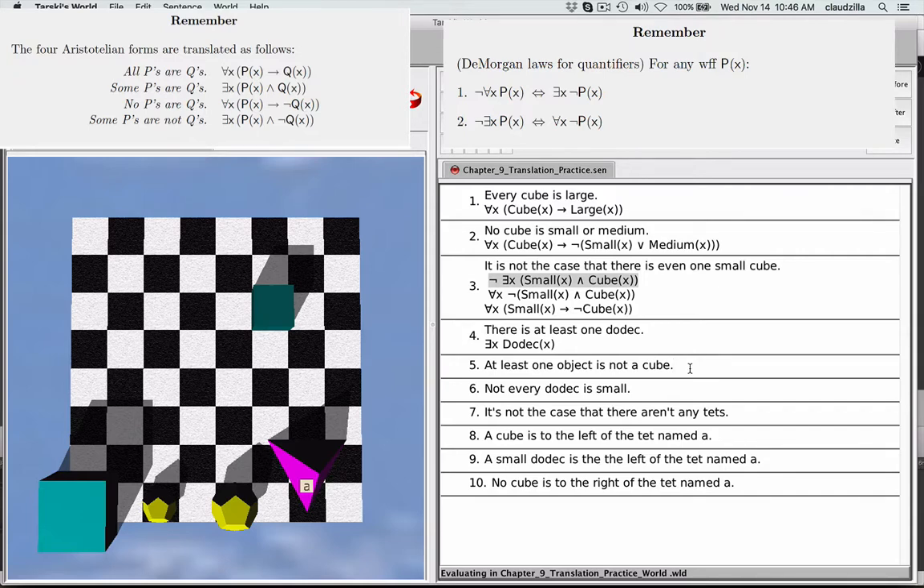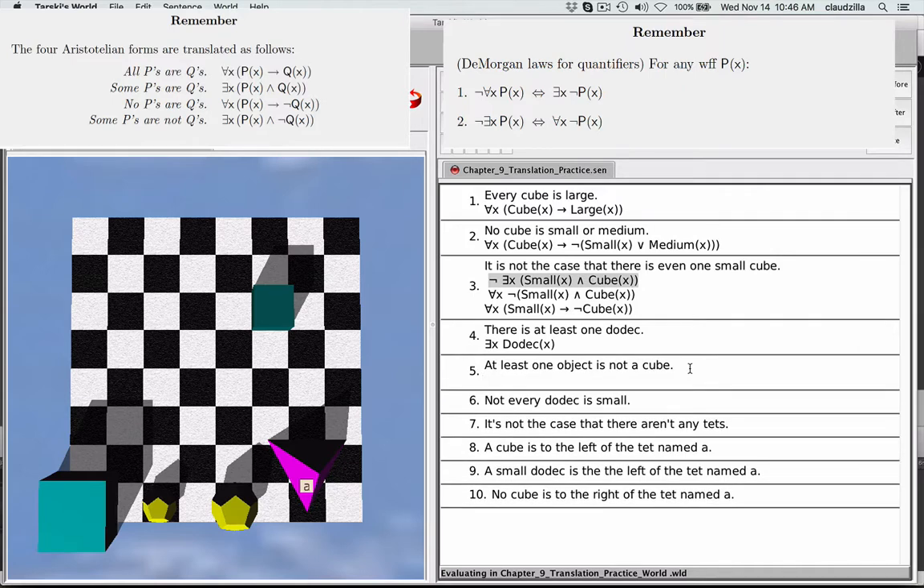Sentence 5 says, at least one object is not a cube. Again, let's translate in order here. There is at least one thing, existential X, and it's not the case that the X is a cube.